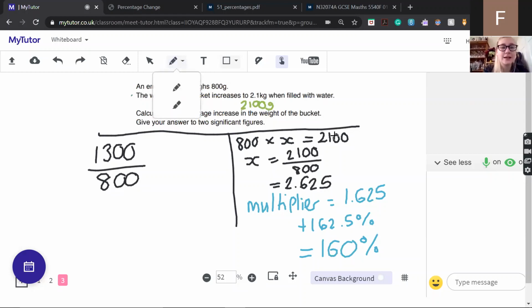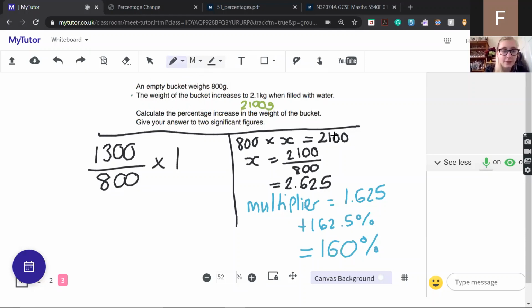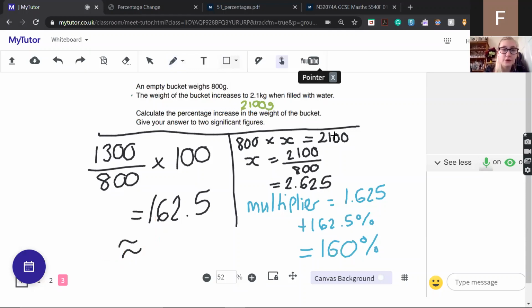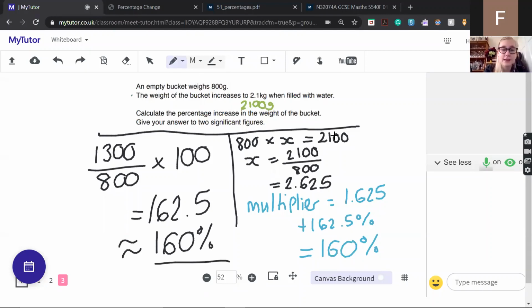So we work this out, and if we do this calculation and multiply it by 100, this will give us 162.5, which, by the way, is roughly equal to, because I'm rounding it to 2 significant figures, a 160% increase. And that means that you take 160% and you add it on. It can be quite easy to get confused between 160% of something and a 160% increase. So just be careful with that.